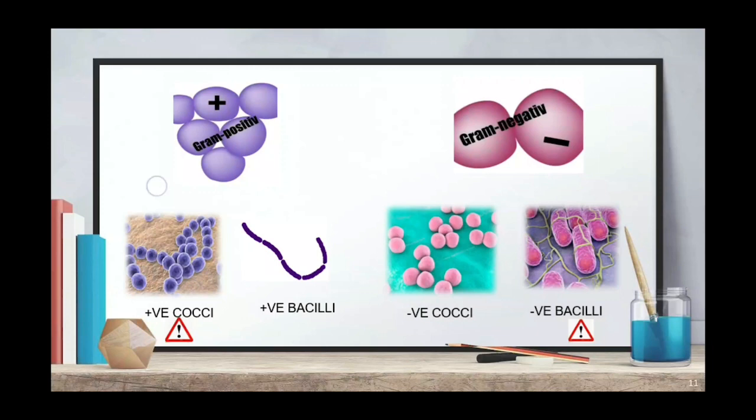Microorganisms are generally divided into gram-positive and gram-negative organisms. And they are subdivided into gram-positive cocci, gram-positive bacilli, gram-negative cocci and gram-negative bacilli, in which gram-positive cocci and gram-negative bacilli are the common pathogens.